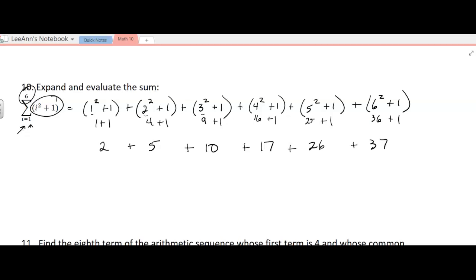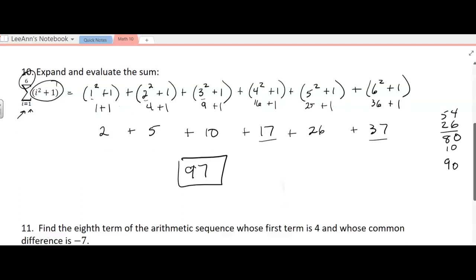So you could get a calculator if you wanted to for this. I'm trying to see if there's an easy way to do it. I'm not really seeing it. 17 and 37, what's that? 54. And then the 26, so that makes 80. And then there's another 10, which is 90. And then the 2 and the 5. So I'll say 97. But maybe I should do it on a calculator to check. Yeah, it was 97. I was just checking.